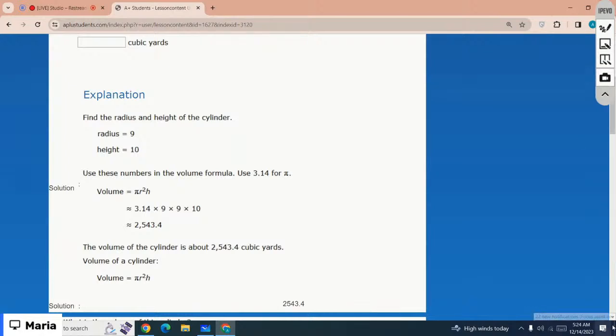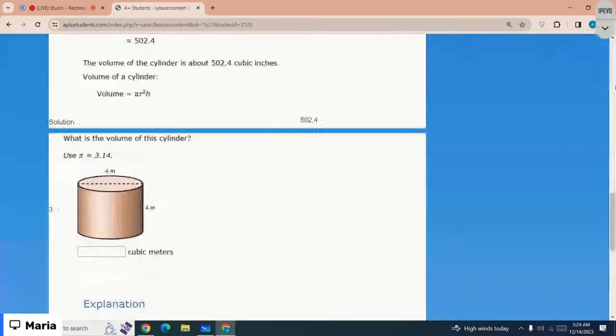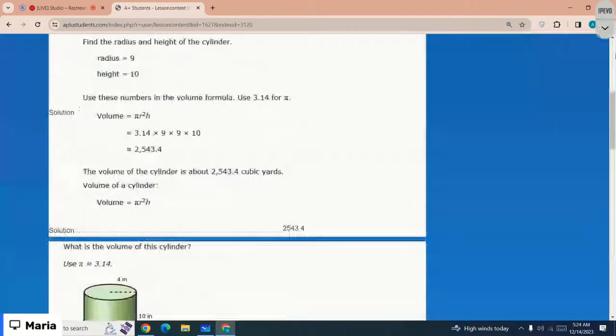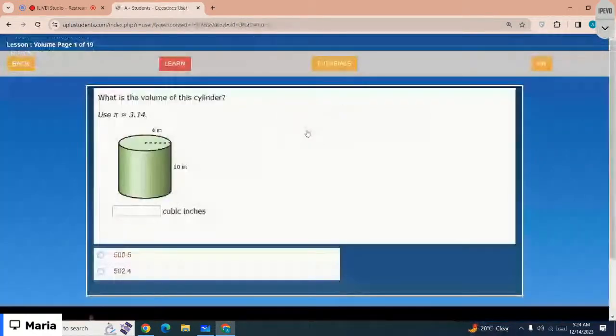That is for the cylinder. And let's just start with the practice questions. Okay, what is the volume of the cylinder, right?